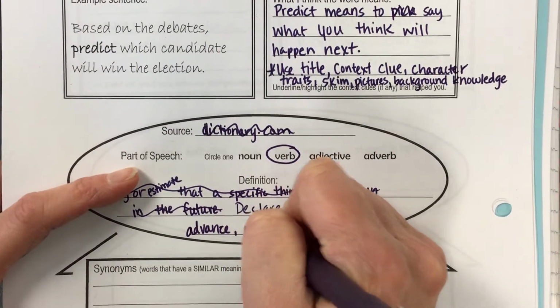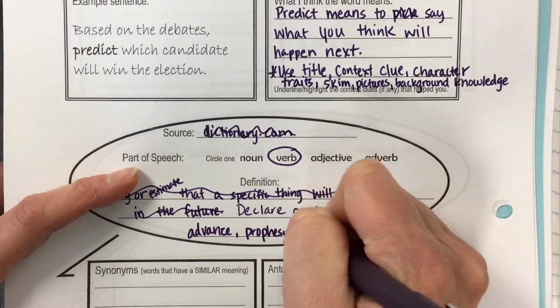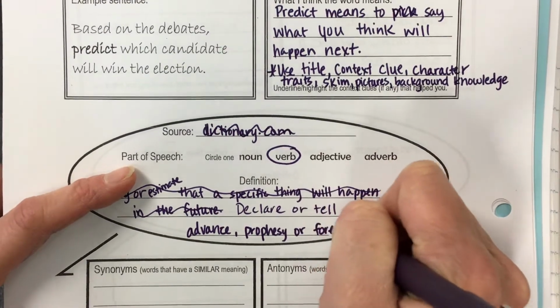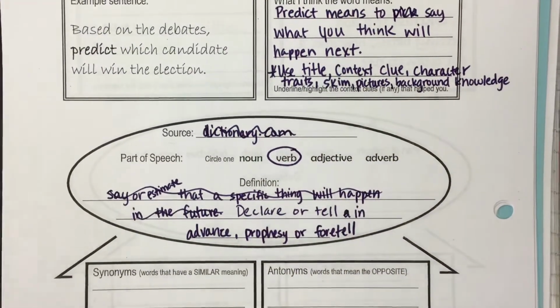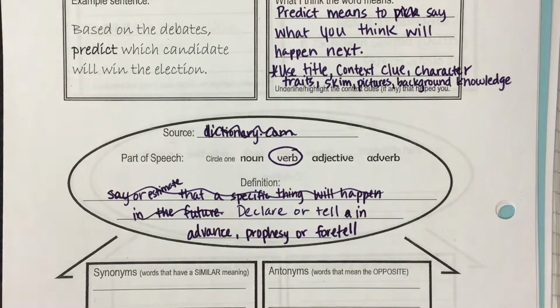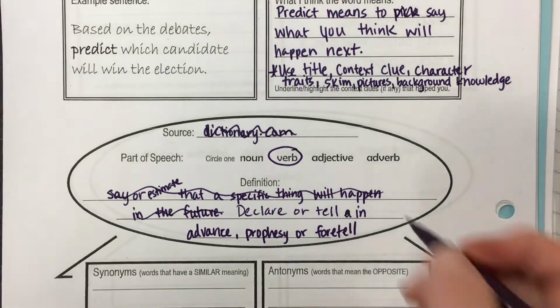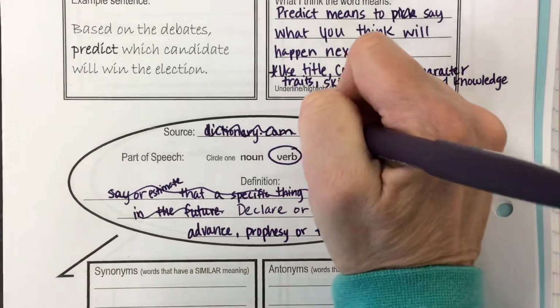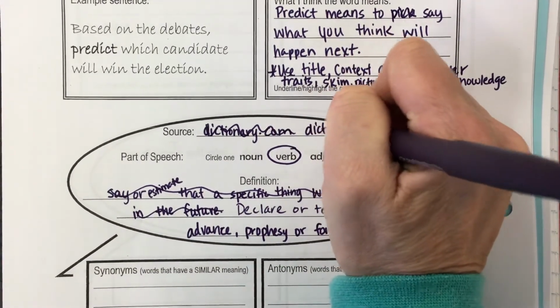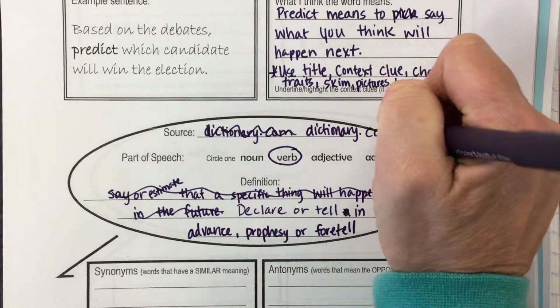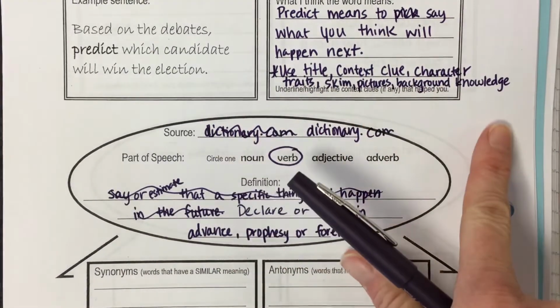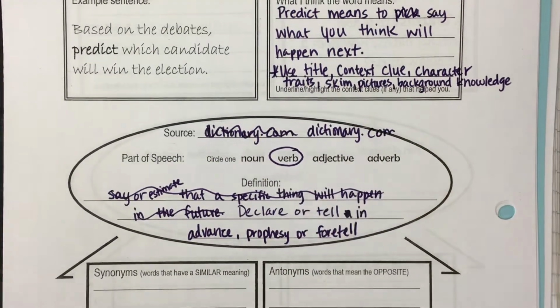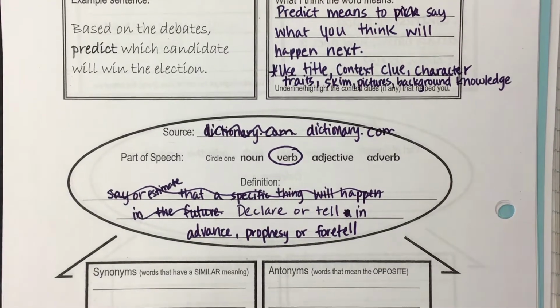Prophesy or foretell. Foretell just means to tell before it happened. Prophesy means to tell before it happened. To declare or tell in advance. Okay, so you're going to declare what is happening in advance of it actually happening. And you can use in literature all of these things to help you. Okay, we can also make predictions in science and math.